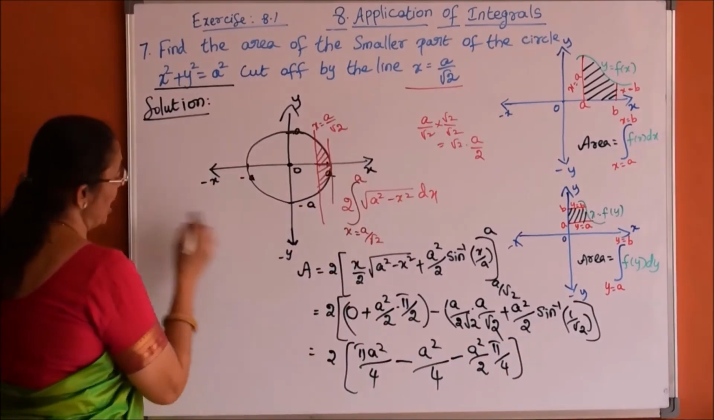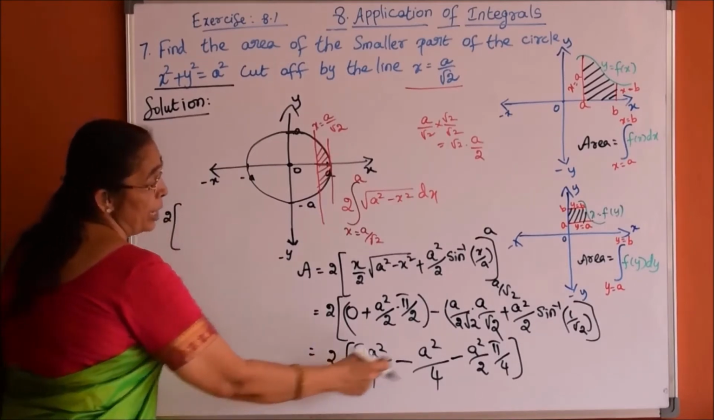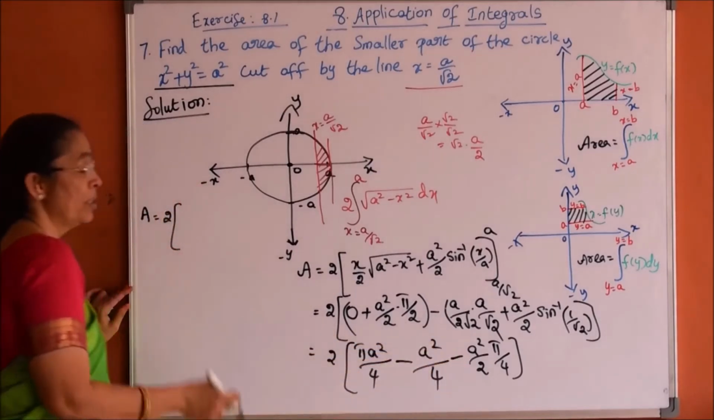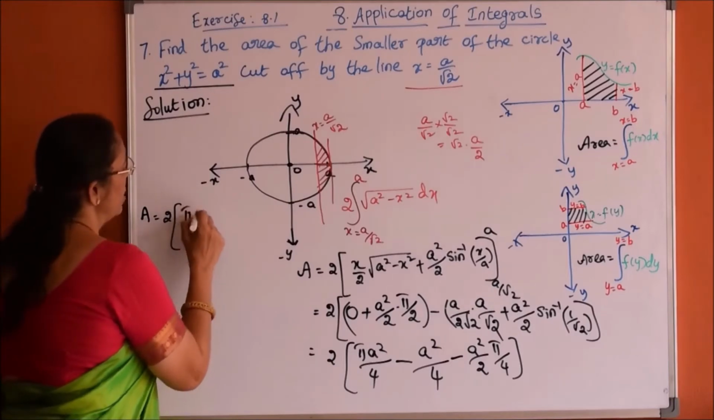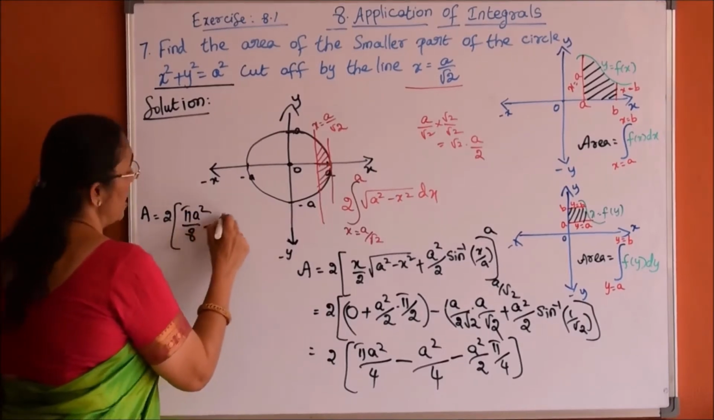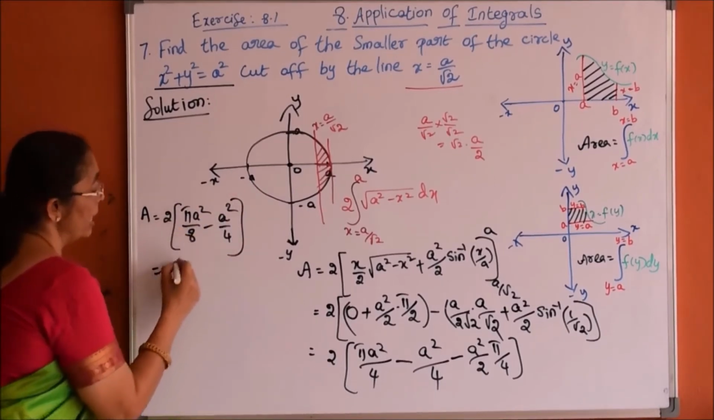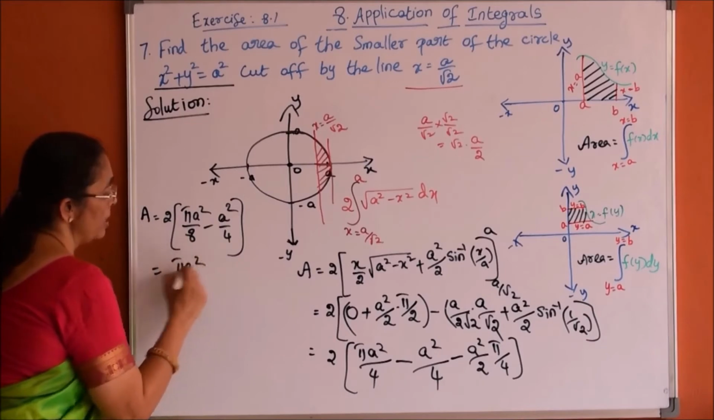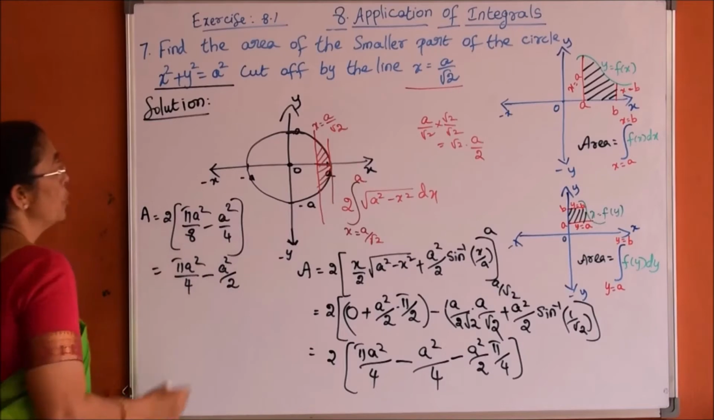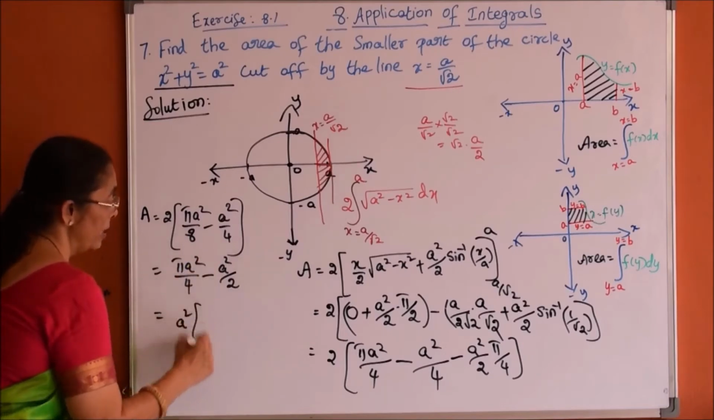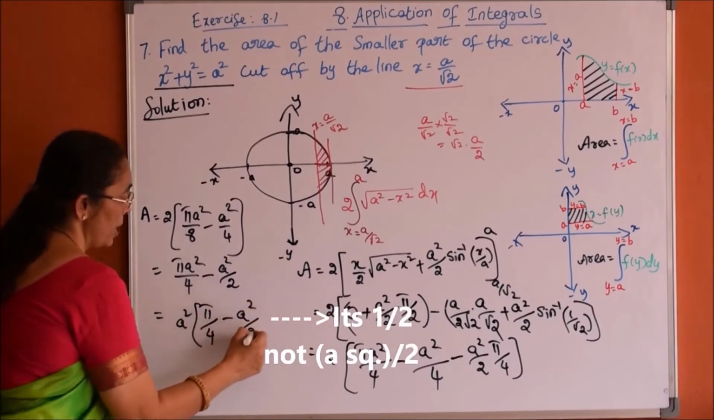Now, let us do the simplification. Required area is 2 times of, this is pi a square by 4, this is pi a square by 8. So, pi a square by 4 minus pi a square by 8 is nothing but pi a square by 8, minus a square by 4. So, 2 will get cancelled. We will get pi a square divided by 4 minus a square divided by 2. We can take a square common outside, which is a square times pi by 4 minus 1 by 2.